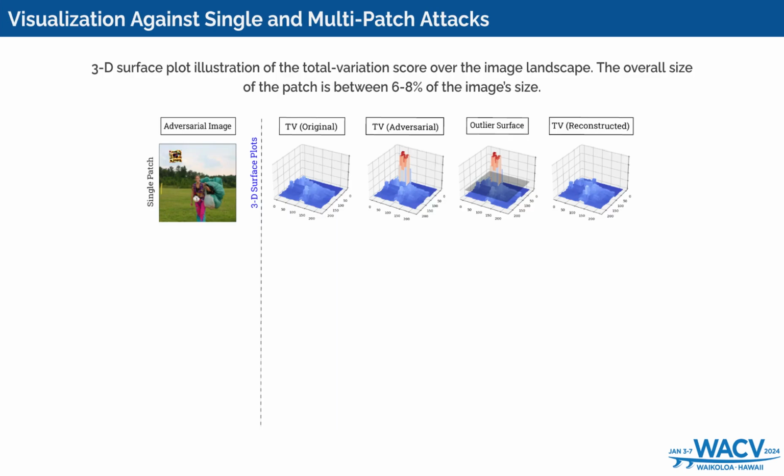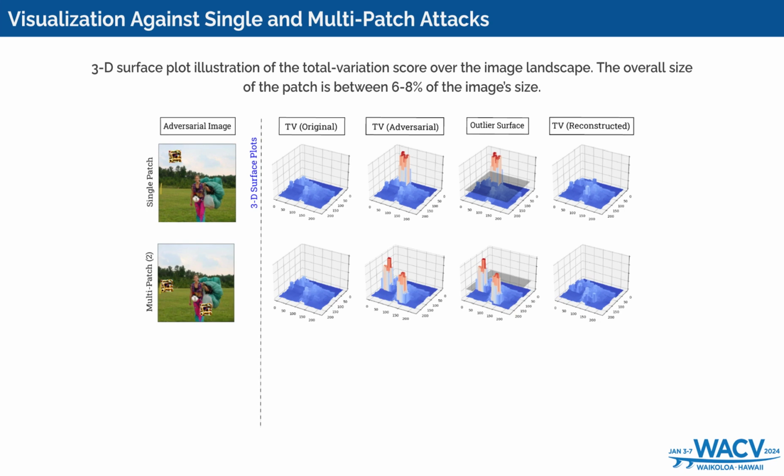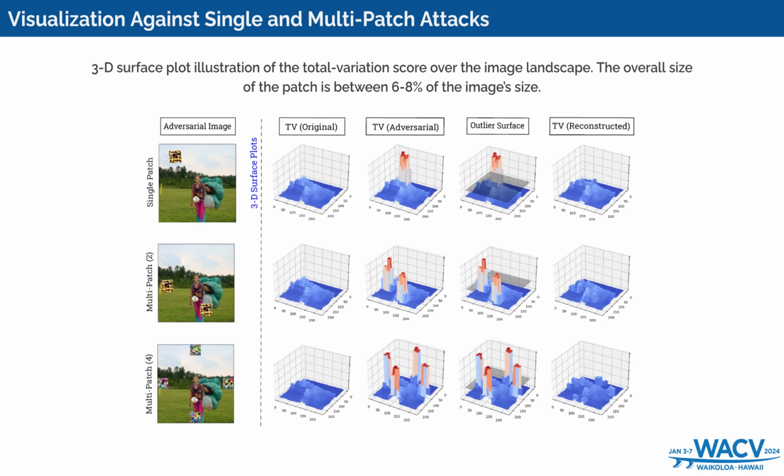To give you a perspective and visualization of how TVR works with single and multiple patch attacks, you can see here that in the case of a single patch, we have just one peak. If we have two patches, we have two peaks. And if we have multiple patches, we have that many peaks. So it doesn't matter how many patches you have. As long as you get variations in the pixel values, the TV loss will be higher and it is going to get detected. And eventually, if you see, the reconstructed TV landscape is very similar to the original one.